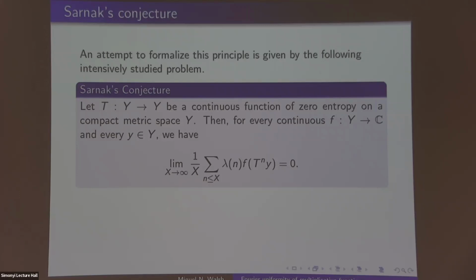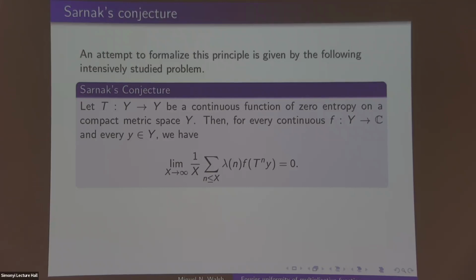Of course, many of you know very well about this, but let's make sure we're on the same page. So let me talk a few minutes about this. The conjecture goes as follows. Let T be a continuous function of zero entropy on a compact metric space. Then the claim is that for every fixed complex valued continuous function f on the space, and every initial point y on the space, we should have cancellation in the sum. So if you look at the limit as x goes to infinity of the average value of the sum from 1 up to x of the Liouville function multiplied by f evaluated at T to the n of y, then this expression should go to 0.